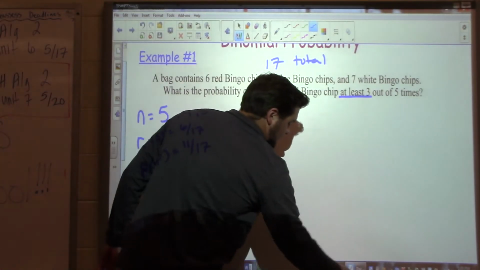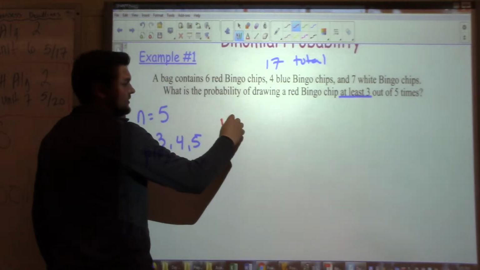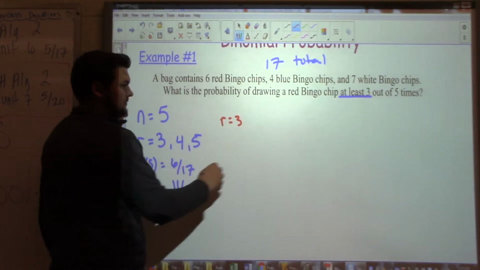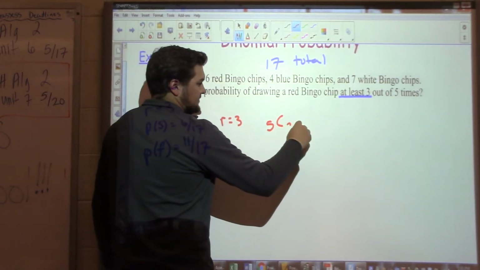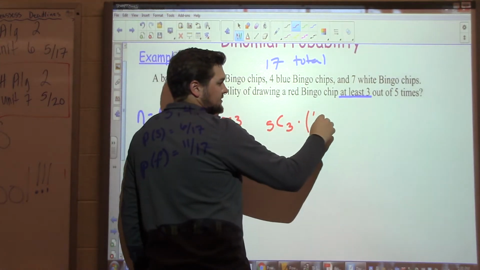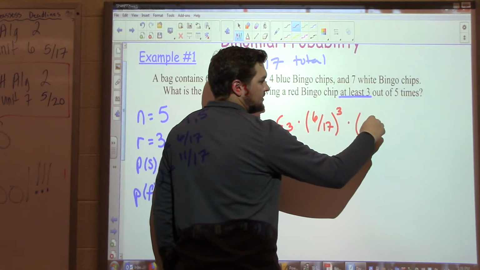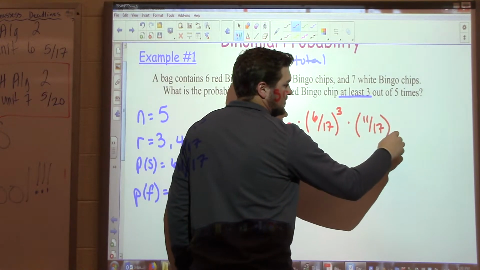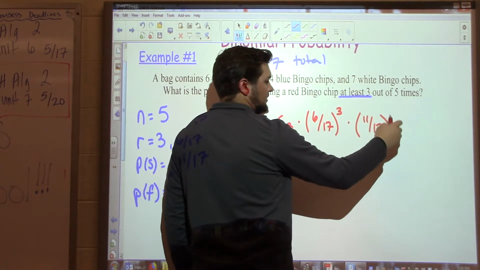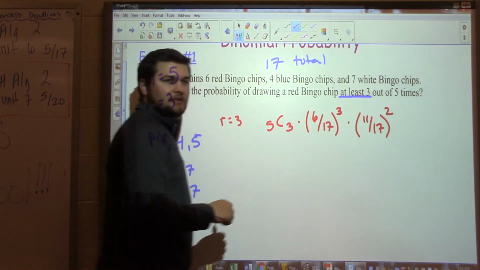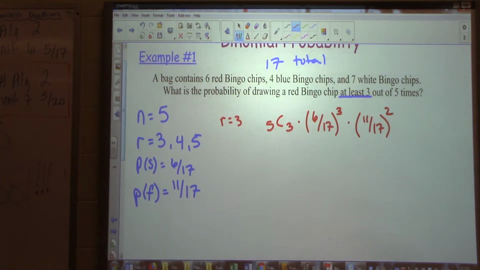So go ahead, let's do each of these. R equals 3. 5C3 times 6 over 17 to the third times 11 over 17 to the, well, why can't I think? The second. N minus r. Whew. 5 minus 3 is tough sometimes. So that'll be the first one.